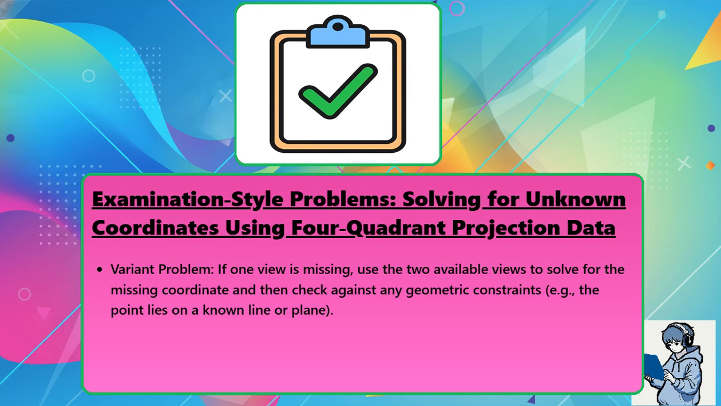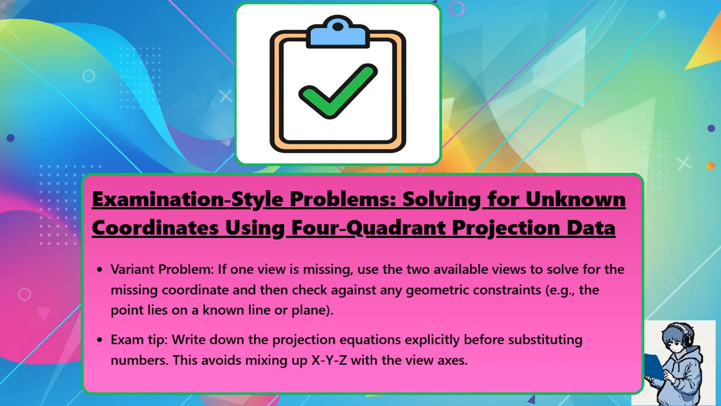Variant problem. If one view is missing, use the two available views to solve for the missing coordinate and then check against any geometric constraints. For example, the point lies on a known line or plane. Exam tip: write down the projection equations explicitly before substituting numbers. This avoids mixing up x, y, z with the view axes.